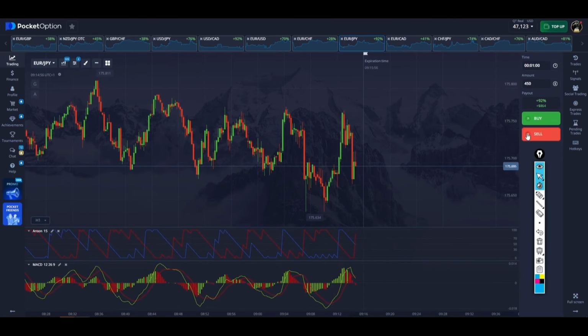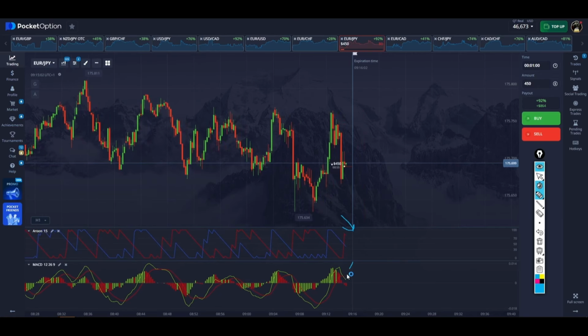The next currency pair is Euro Japanese Yen. I'm entering a sell trade. The Aroon indicator shows seller dominance. There's a MACD crossover and the market is moving sideways. The setup looks good and I believe the price can move lower. Let's see how this trade closes.